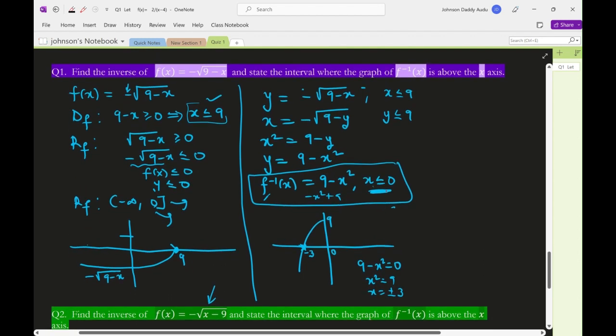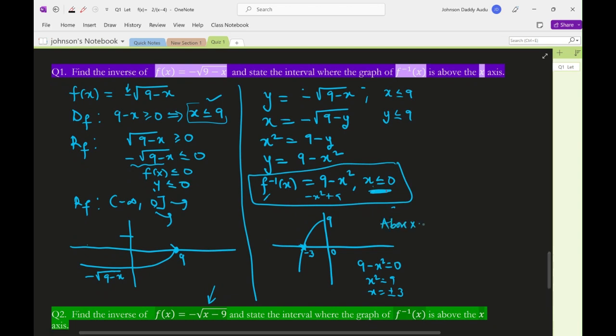So from here now, you can see that when we talk of above the x-axis, it's simply from minus 3 to 0 closed. Because at minus 3, you can see we are on the x-axis. So anything you move away from minus 3, you will see that the graph is above the x-axis. Even at 0, it's above the x-axis, it's 9. So that is why 0 is closed.